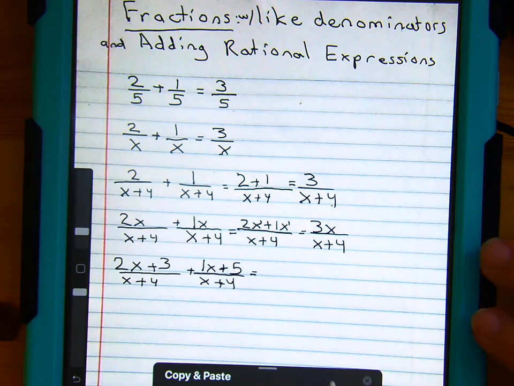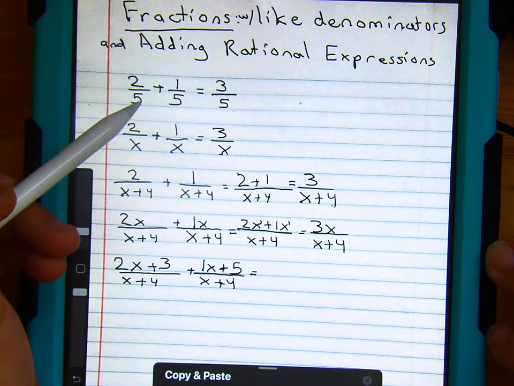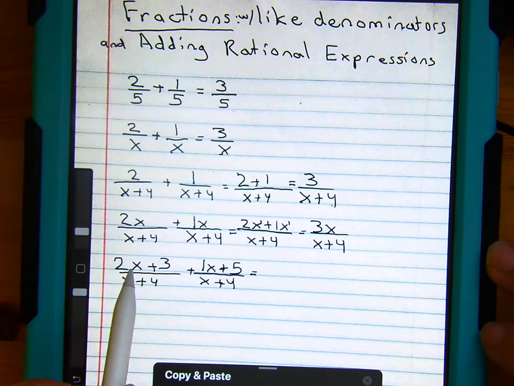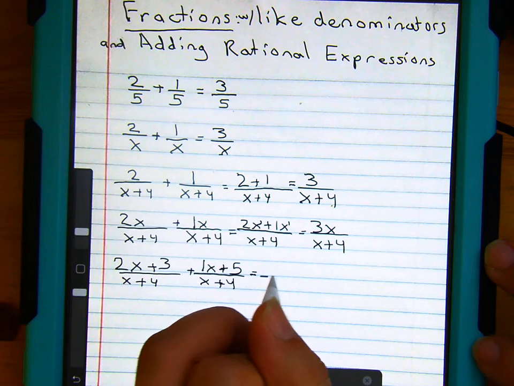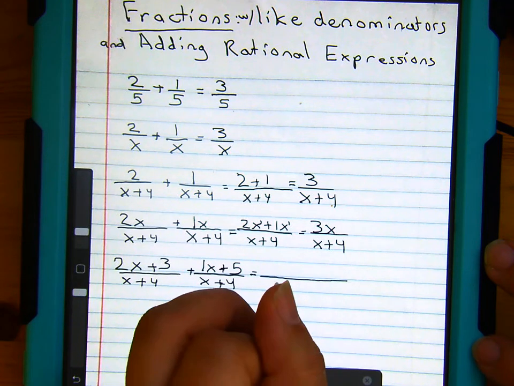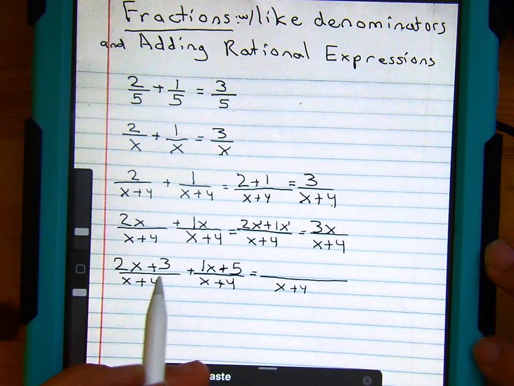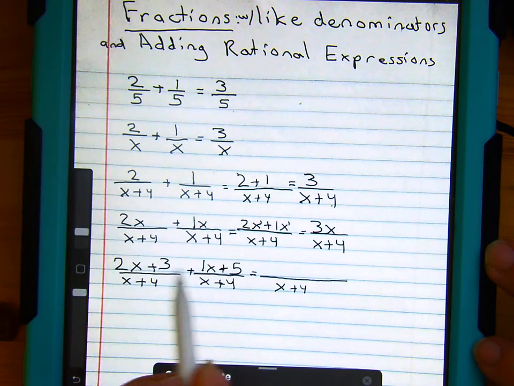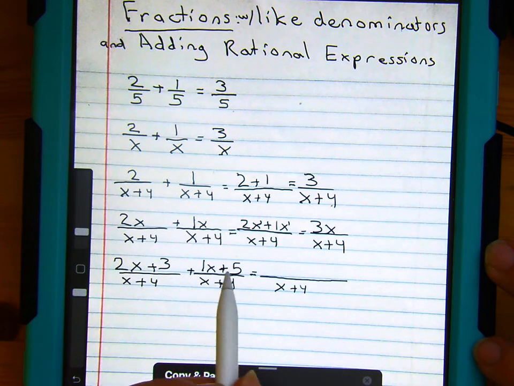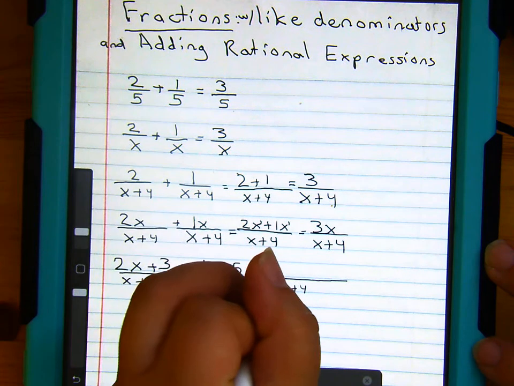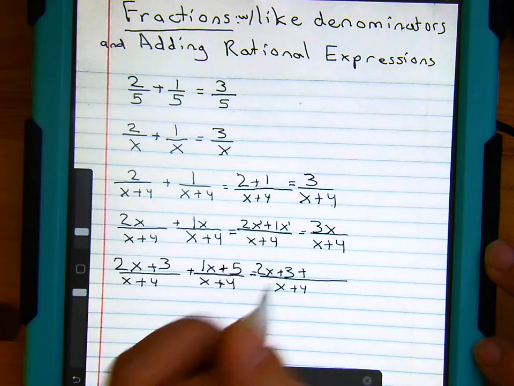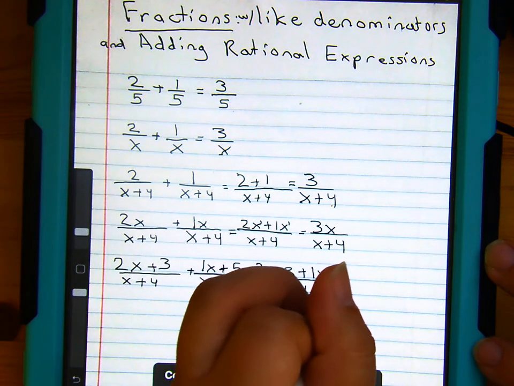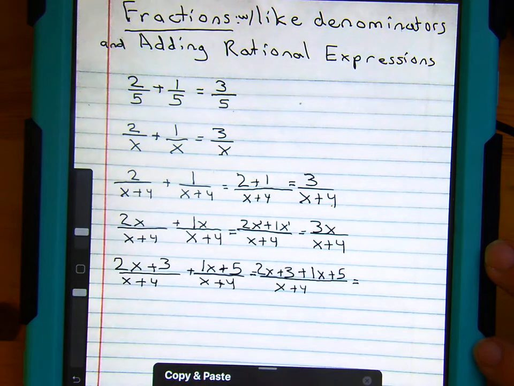The neat concept is it's just a complex version of what's up here. I have a numerator, I have a denominator, I have a numerator, I have a like denominator. So my denominator is not going to change. And the only thing I'm going to do is combine or add my numerators. So I'm going to have 2x plus 3, which is going to be added to 1x plus 5.